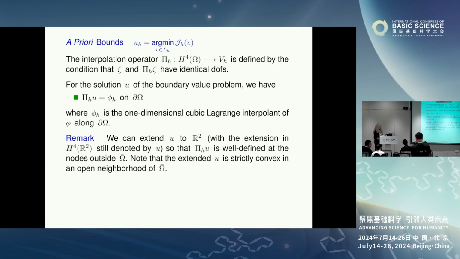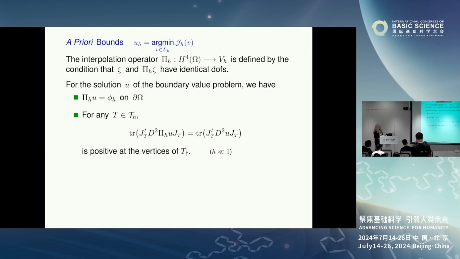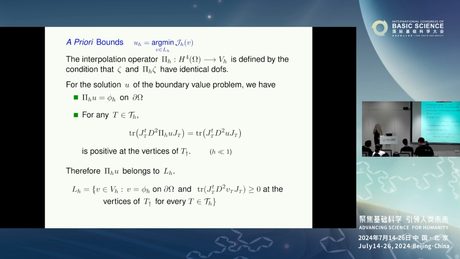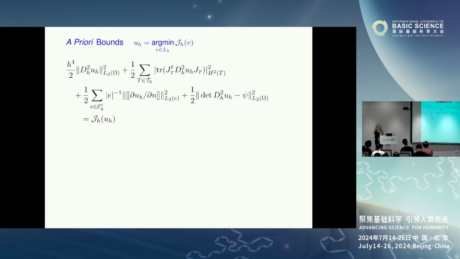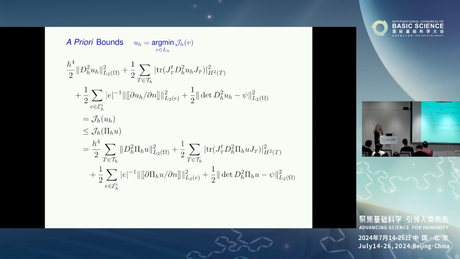This also means that for any triangle T, the scaled Laplacian of pi hu, which equals the scaled Laplacian of u, is positive at the vertices of the larger triangle. Therefore, pi hu belongs to our discrete constraint set. So this is the cost for UH, which is less than or equal to the cost of pi UH, because UH is a minimizer. And we can use our interpolation error estimates to show that every one of these four terms is bounded by h to the power 4.